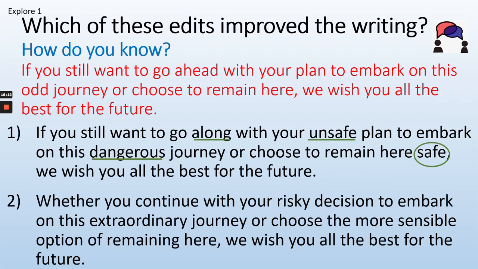So let's start with number 1. I can see that they've changed some of the word choices. They've used to go along. They've used unsafe plan and expanded that noun phrase. They've also said this dangerous journey. So they've changed the word choice. And I see that they've used the word safe as well. These are good edits. So let's look at the second one.